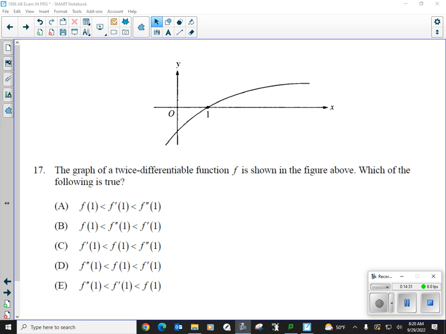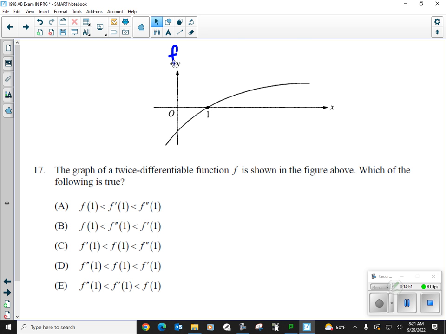Number 17 says, the graph of a twice differentiable function f is shown in the figure above. So right now I know that this is f. It is not f prime. It is not f double prime. That is the graph of f. Which one of the following is true?